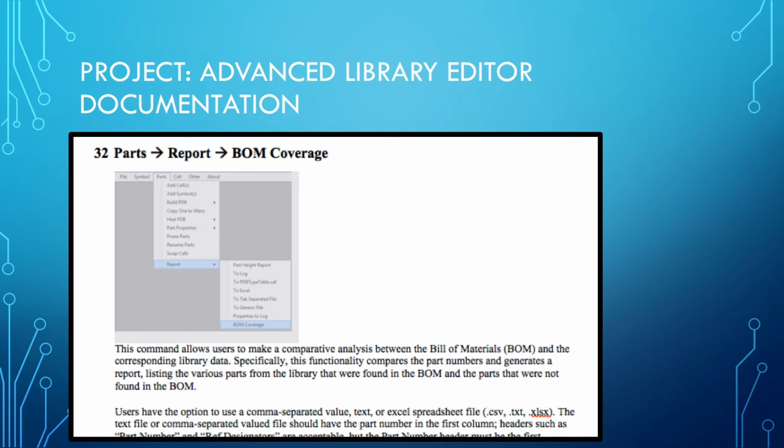In this case, the summary reads, "This command allows users to make a comparative analysis between the bill of materials and the corresponding library data. Specifically, this functionality compares the part numbers and generates a report listing the various parts from the library that were found in the BOM and the parts that were not found in the BOM."